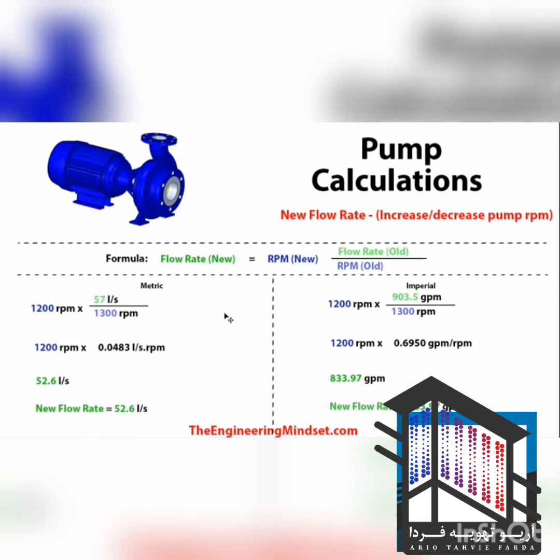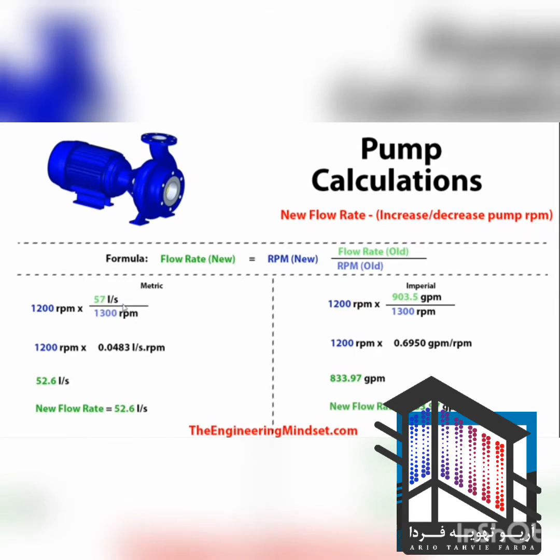So if we drop the figures in for there, we can see that originally the pump will have 57 litres per second, and we've got the adjusted RPM and the original RPM. I've done the imperial in gallons per minute. For the metric, I will just point out that I've used litres per second here. It should really be meters cubed per second, but almost always the pumps are listed in litres per second.